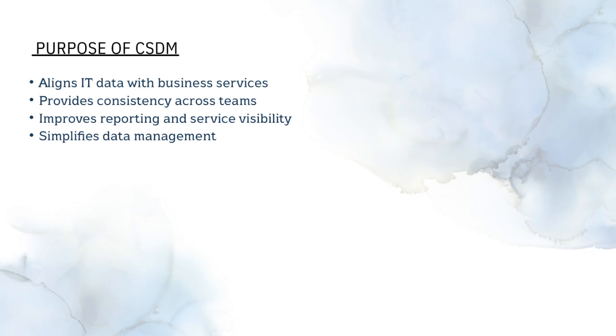Another key benefit is improving reporting and service visibility. With a unified data model, generating reports becomes easier, and we get a clearer picture of how services are performing. This transparency supports better decision-making and quicker issue resolution. Finally, CSDM simplifies data management overall. By standardizing how we organize and handle data, we reduce complexity and make maintaining the system more straightforward. Overall, these benefits help us deliver better services more efficiently, aligning IT efforts closely with business goals.